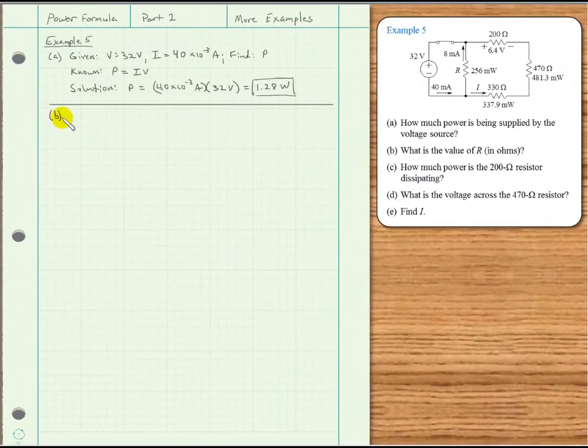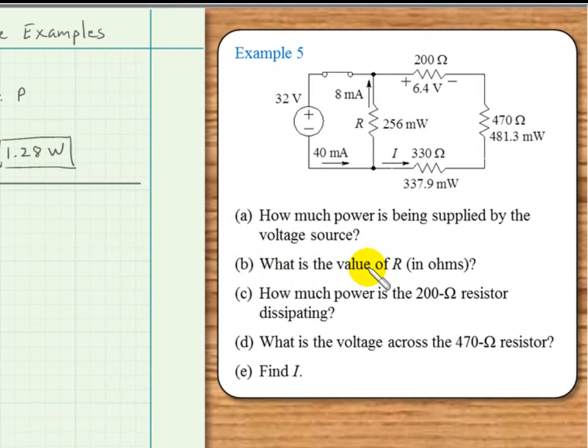Now for part B, what is the value of R in ohms? So we'll look for the variable R in the circuit. Here's R, so it refers to this resistor. So its resistance value is labeled as R. And now if we know any 2 variables about this resistor, we can find the 3rd or 4th.